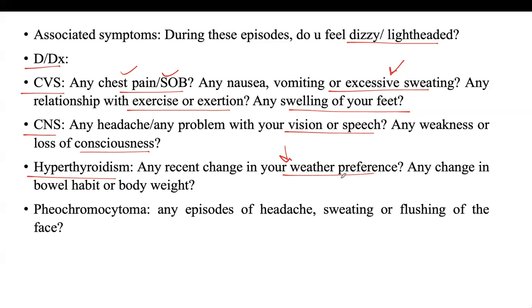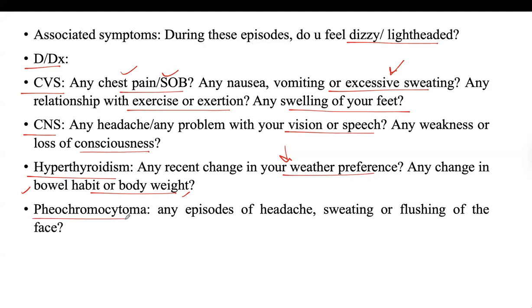If patients say, what do you mean? You say, do you feel hot and sweaty all the time, even if it is very cold? Patient will say yes. Any change in your bowel habit or body weight? Patients with hyperthyroidism can have diarrhea and they can also lose weight, even though their appetite will be normal. Still, they can lose weight.